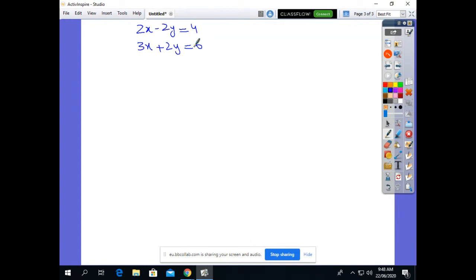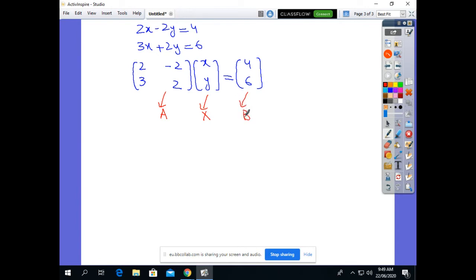We convert these equations into matrix form. How do we convert them? Last time we saw that we write the coefficients of x and y in the first matrix. Then in the second matrix we write the variables x and y, equal to the other side elements 4 and 6 in the third. We call the first matrix A, the second X, and the third B.